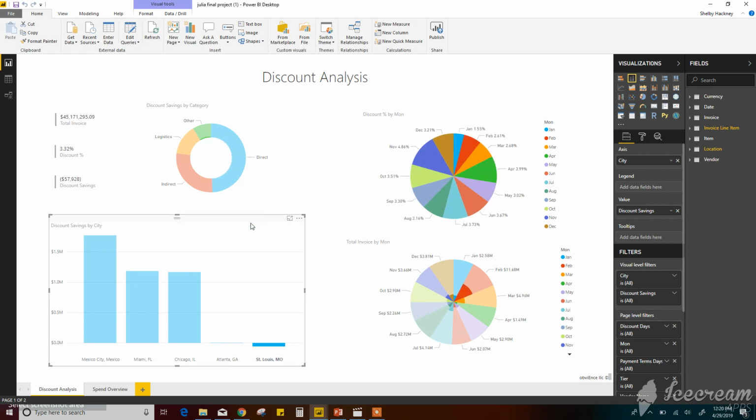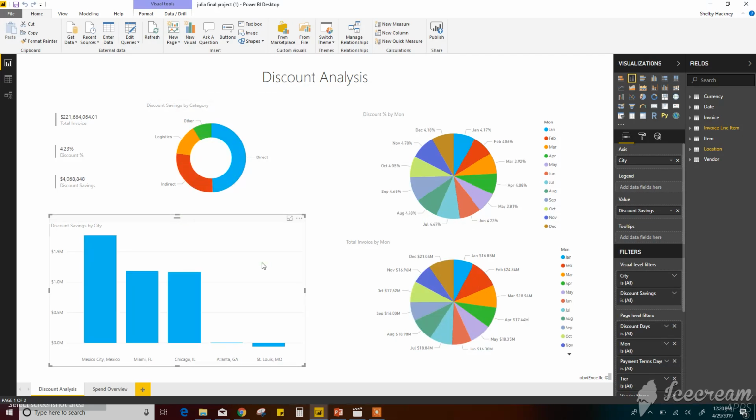But basically the beneficial part of these two elements specifically is that higher-ups in the company can look and see what cities are doing well with their discounts and what categories are doing well with their discounts. Rather than looking at just the raw numbers, visually being able to see how they compare is really helpful.